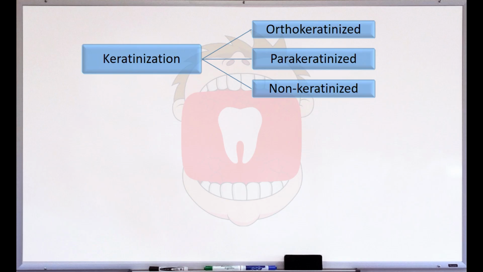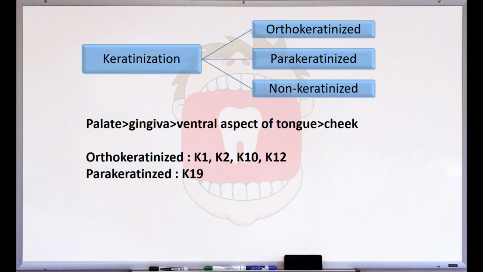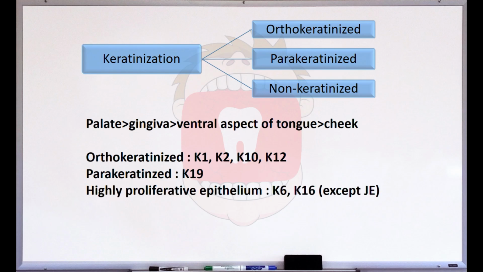Keratinization of the oral mucosa varies in different areas in the following order. Palate is most keratinized, then gingiva, then ventral aspect of tongue, and cheek is least keratinized. Generally, orthokeratinized areas express K1, K2, K10, K12. Perikeratinized areas express K19. K6, K16 are characteristics of highly proliferative epithelia except junctional epithelium. Junctional epithelium expresses K19, K5, and K14.